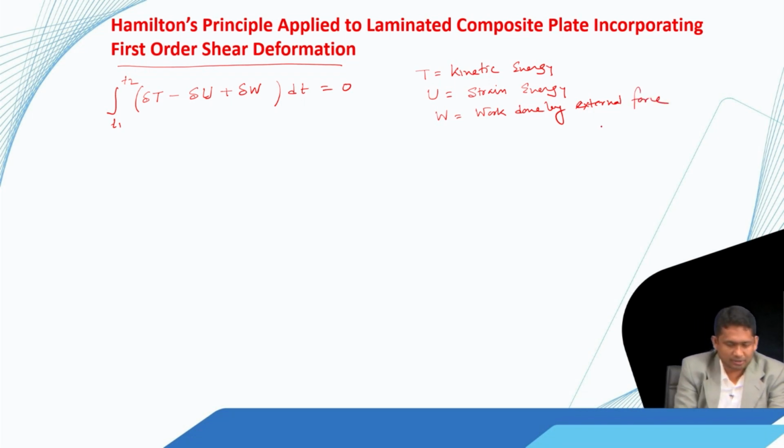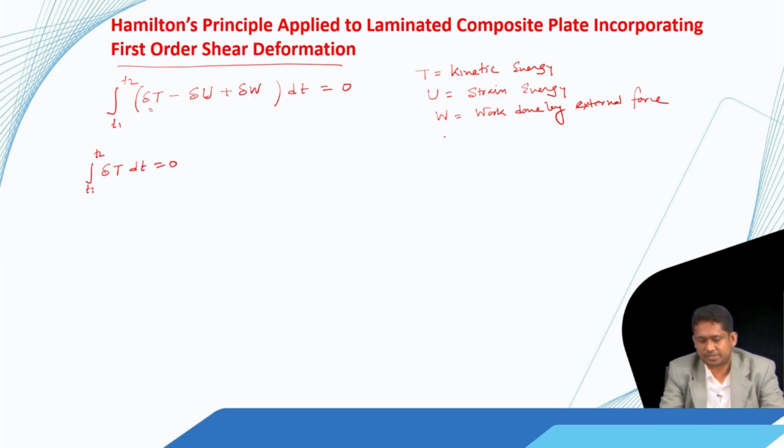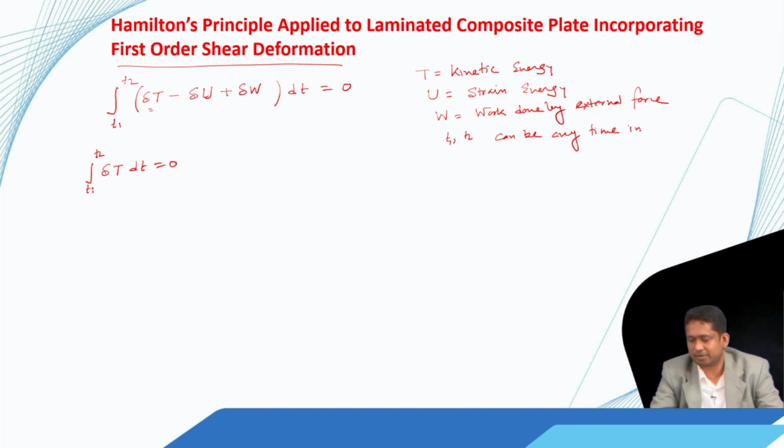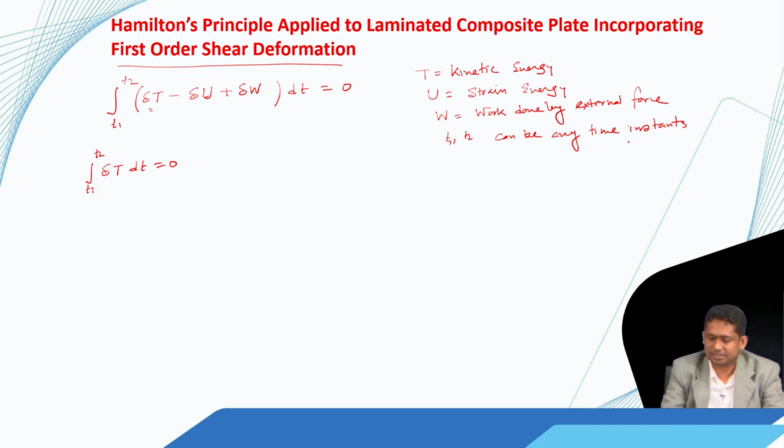Now, let us look into this delta T term first. We have the integral from T1 to T2 of delta T equal to 0. Here T1 and T2 can be any time instance. So, this integral is not valid for some chosen time instance. T1 and T2 can have any value and this relation has to be valid for that, the integral is 0.